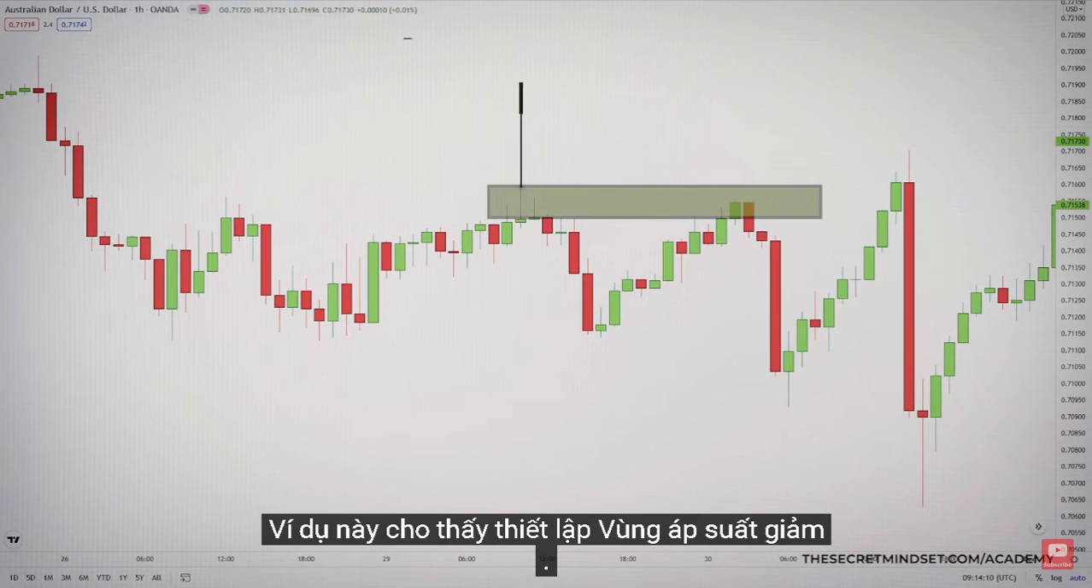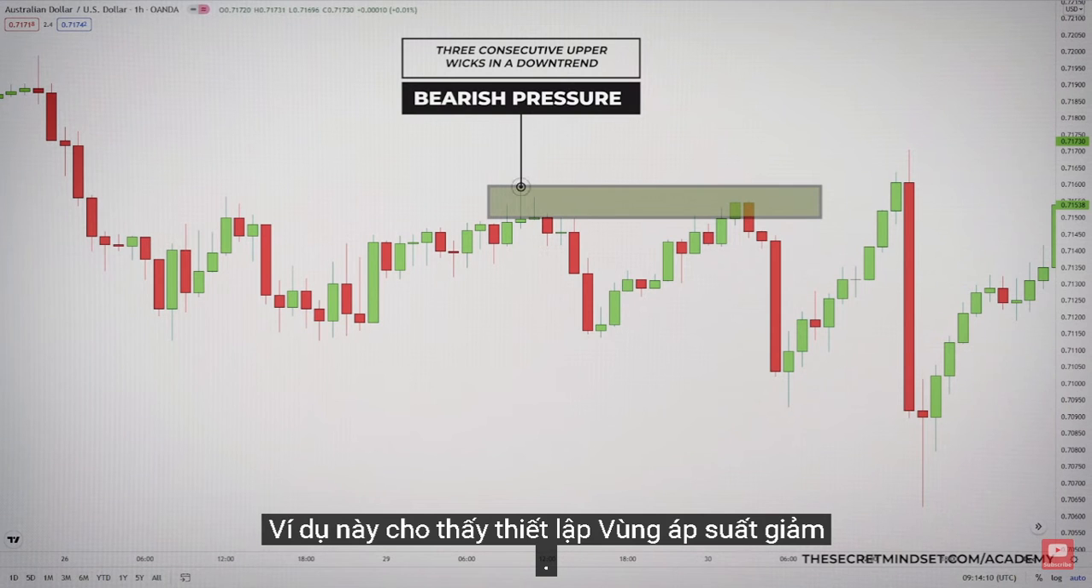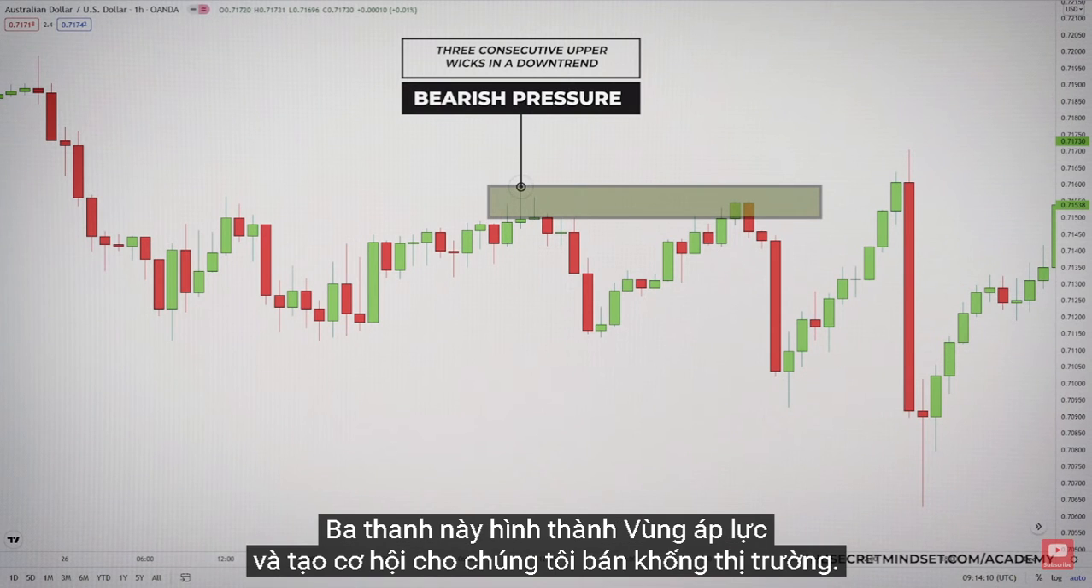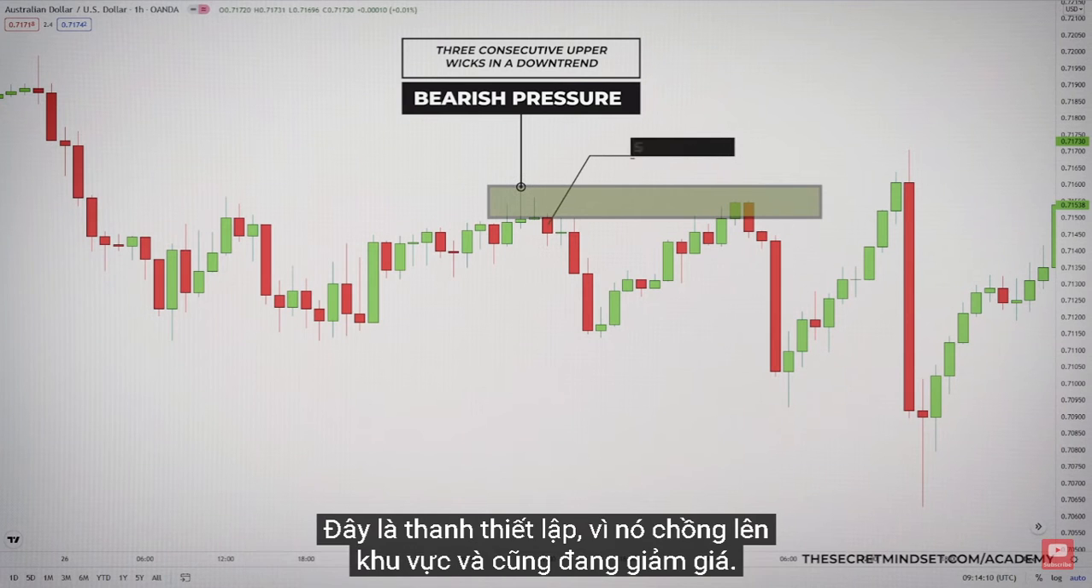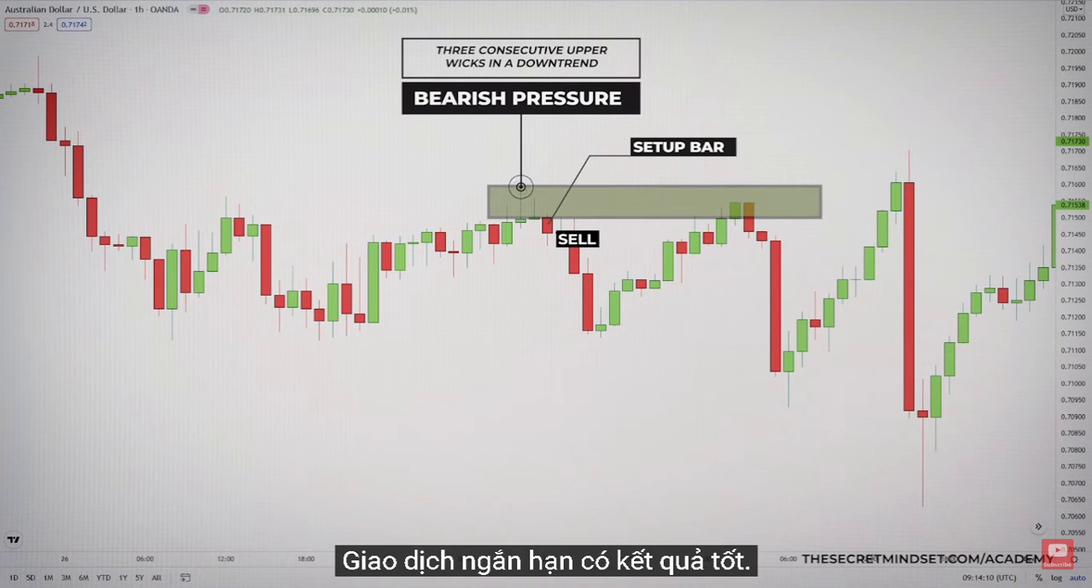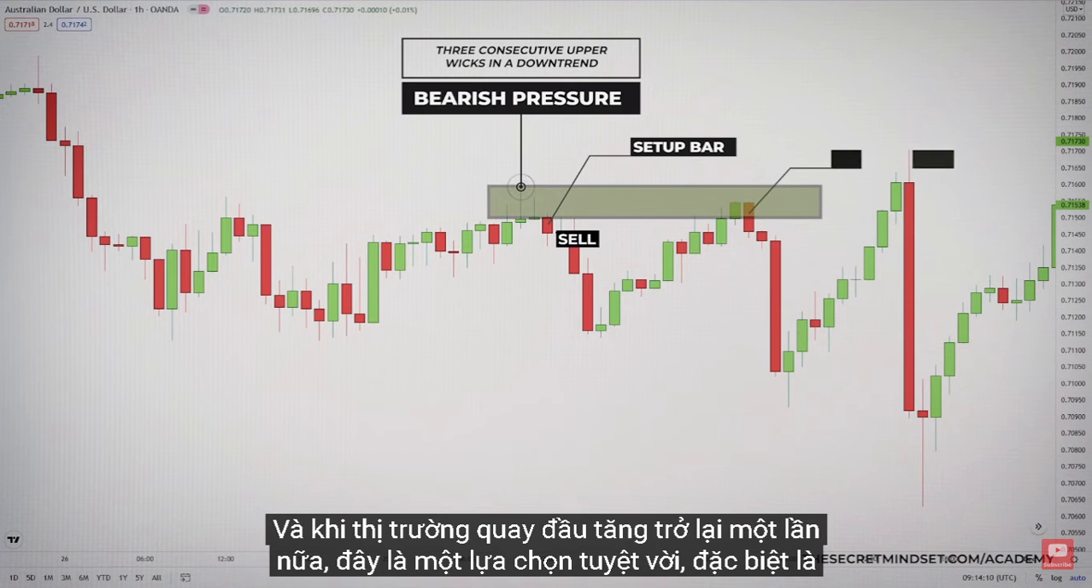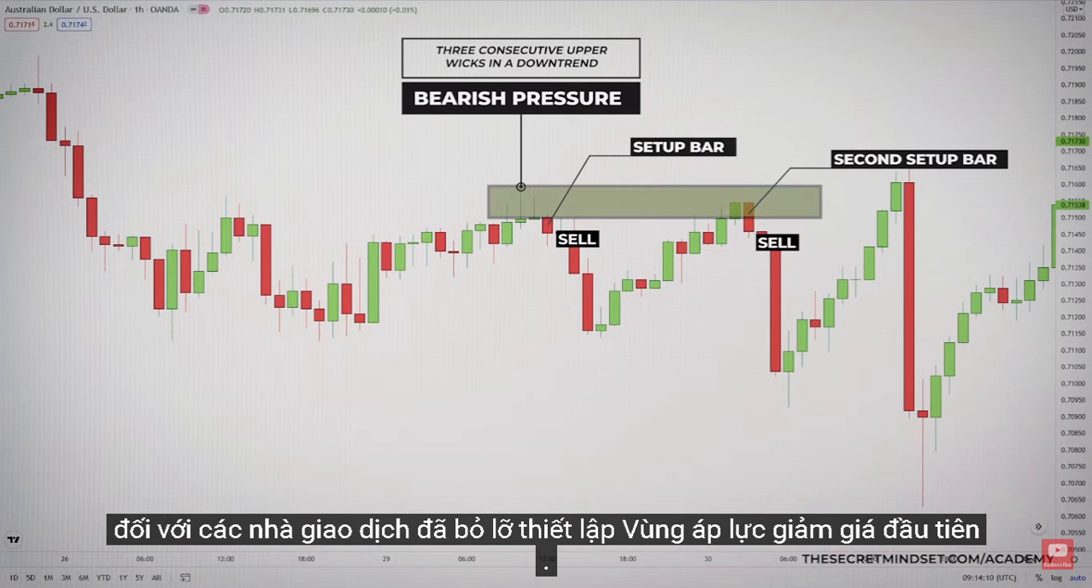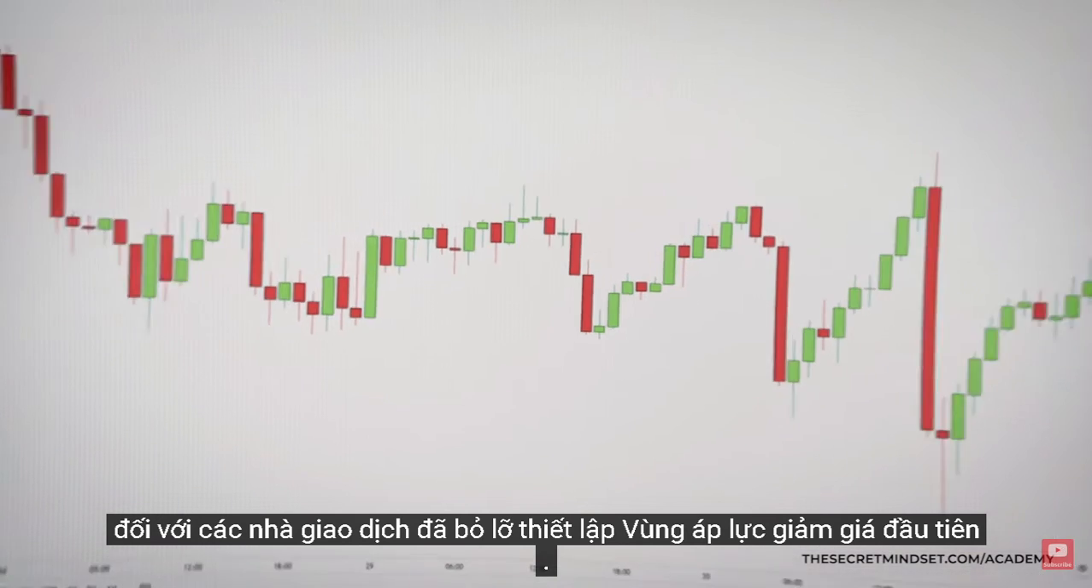This example shows a bearish pressure zone setup. These 3 bars formed the pressure zone and gave us an opportunity to short the market. This was the setup bar, as it overlapped the area and was also bearish. The short trade has a decent follow-through, and as the market pulled back upwards once again, this was an excellent option, especially for traders who missed the first bearish pressure zone setup.